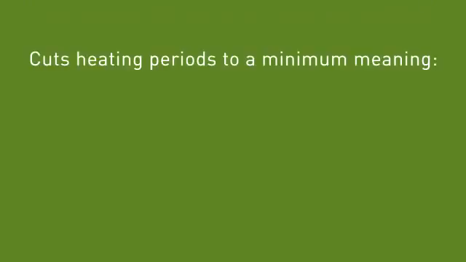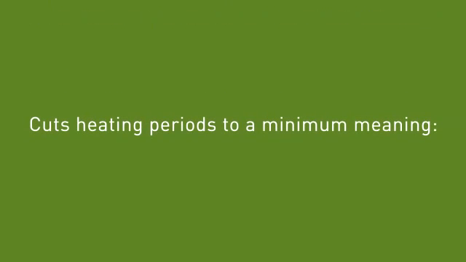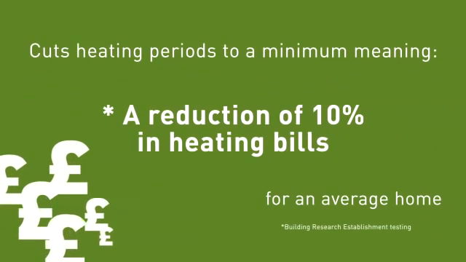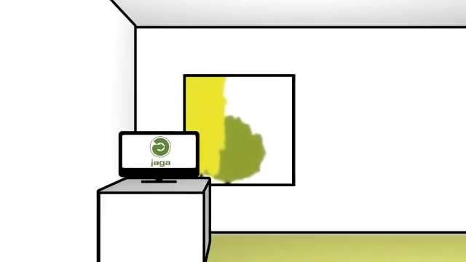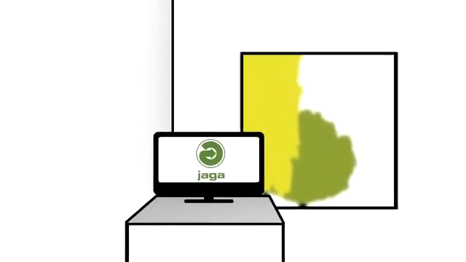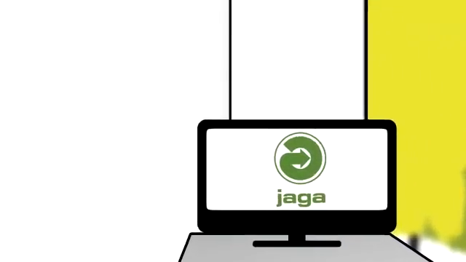Radiators fitted with DBE cut heating periods significantly. For the average British home, this equates to a reduction of 10% in heating bills. And a reduction in heating also means a reduction in CO2 emissions. So what is good for you is good for the planet too.